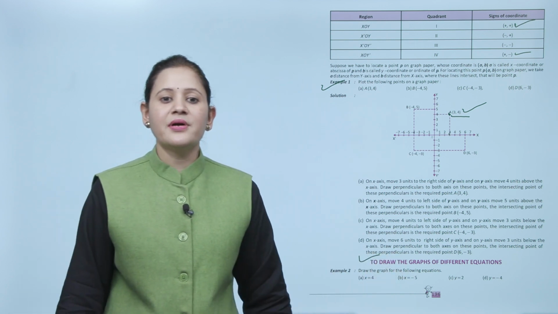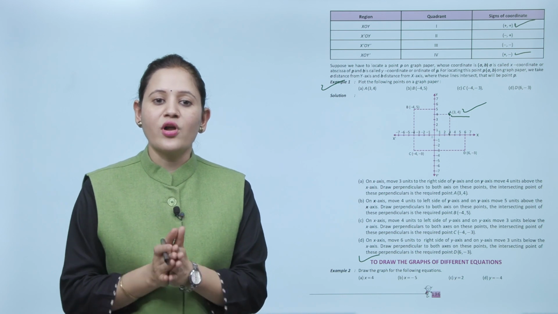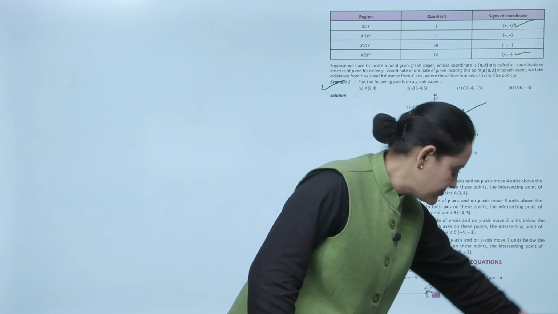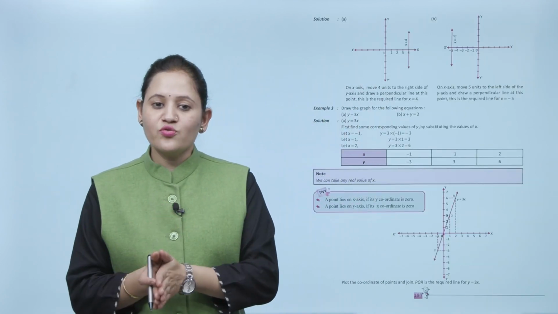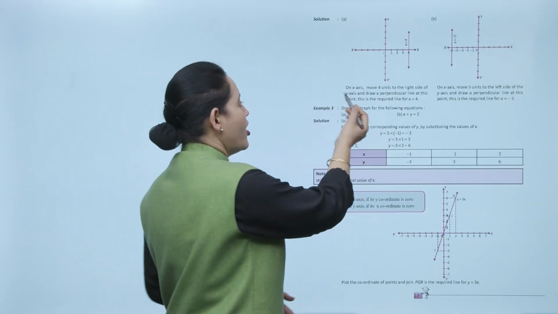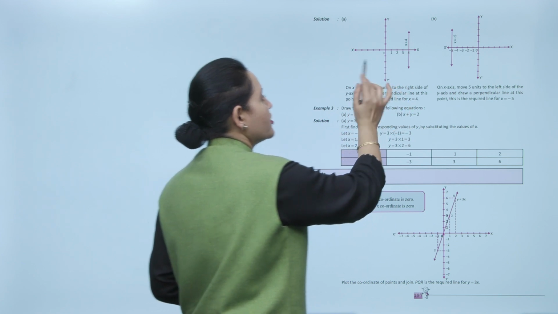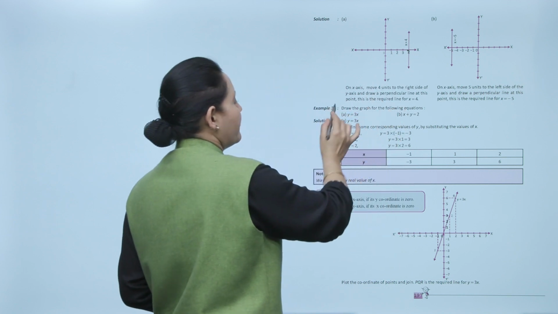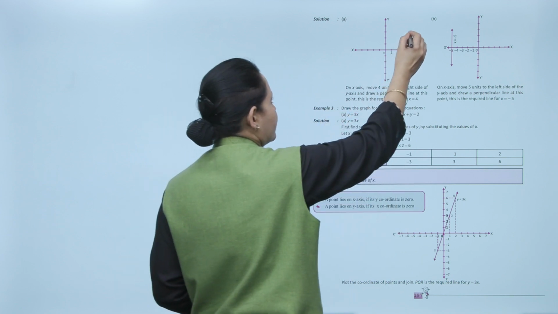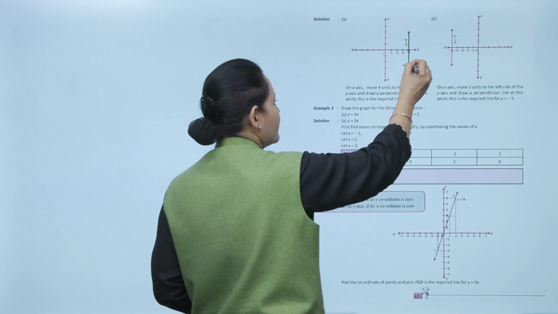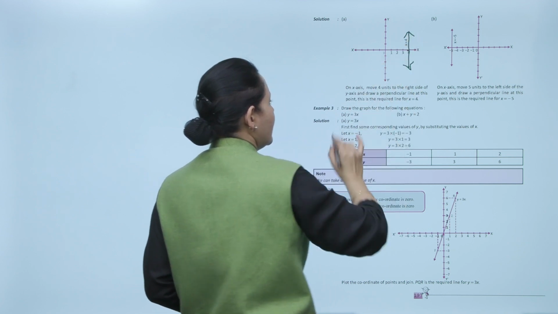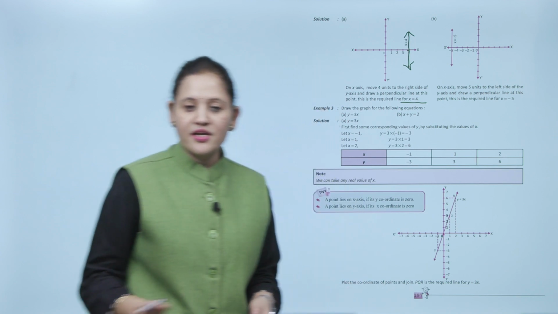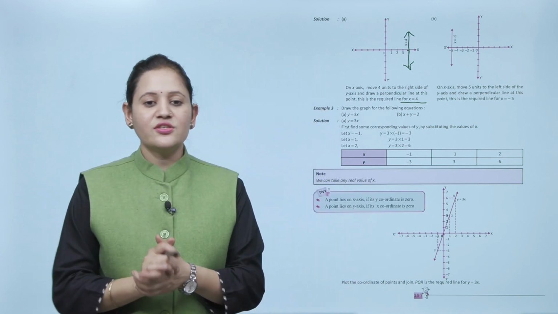Now we'll take an example. Draw the graph for the following equation: x equals 4. For x equals 4, what will we do? On the x-axis move 4 units to the right side of the y-axis and draw the perpendicular like this. This is the required line x equals 4. Clear? So this way we can draw.